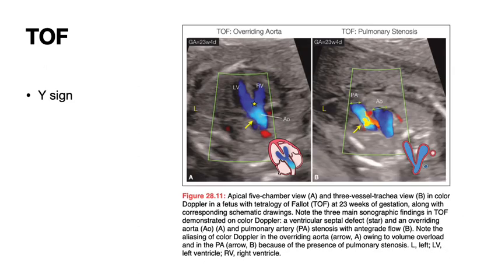particularly in the first trimester, because you're using color to figure it out, is that the outflow in the aorta comes from both ventricles. And it comes from both ventricles because it's overriding, it's straddling the septum, so blood's coming out and going through the aorta. The reason it doesn't go through the pulmonary artery very much is because it's narrow, it's obstructed. So this Y sign is a color Doppler finding.